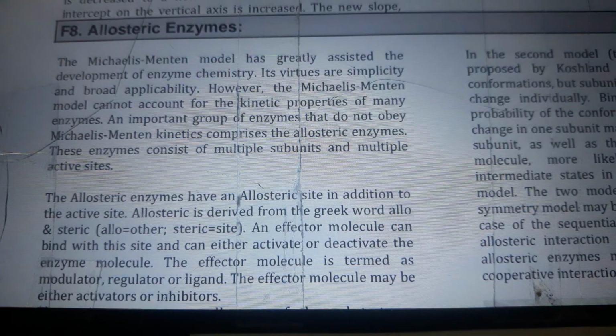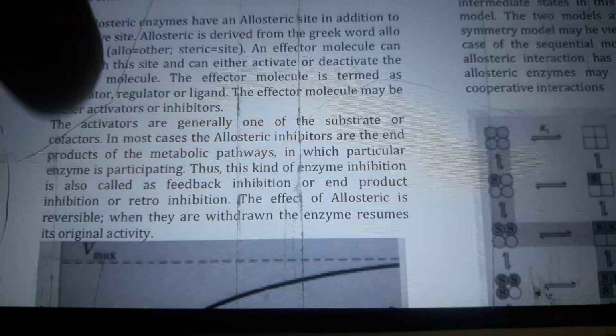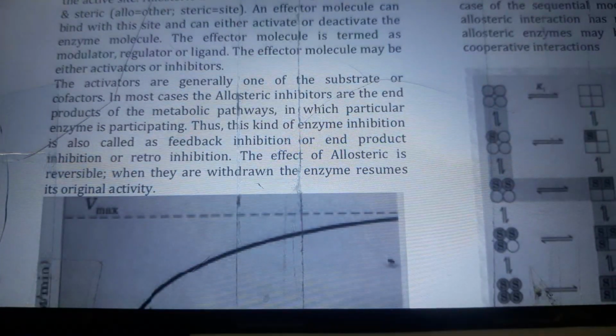The Michaelis-Menten model has greatly assisted the development of enzyme chemistry. Its virtues are simplicity and broad applicability. However, the Michaelis-Menten model cannot account for the kinetic properties of many enzymes. One group of enzymes that do not obey Michaelis-Menten kinetics comprises the allosteric enzymes. These enzymes consist of multiple subunits and multiple active sites. The allosteric enzymes have an allosteric site in addition to the active site.